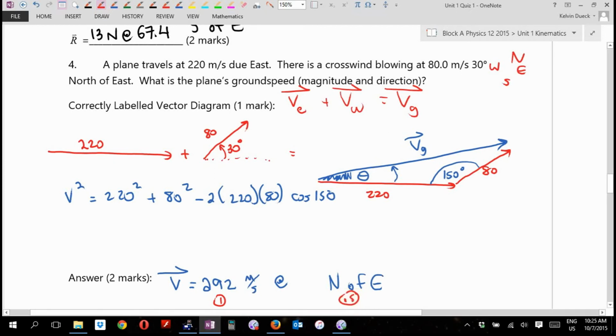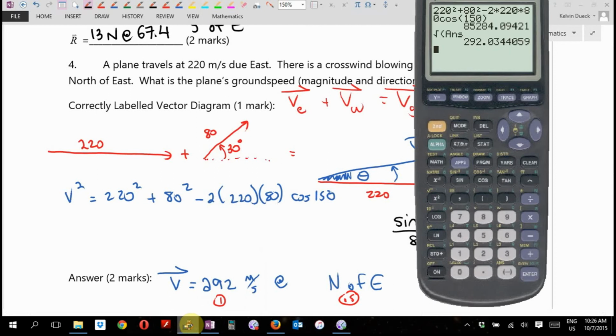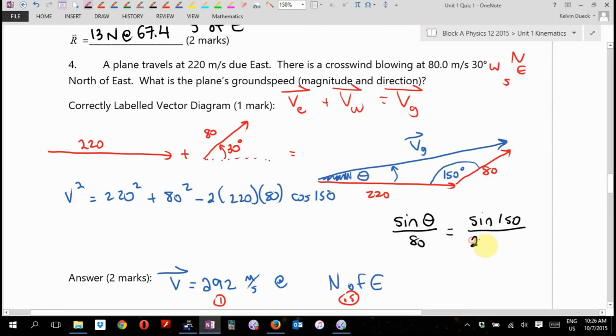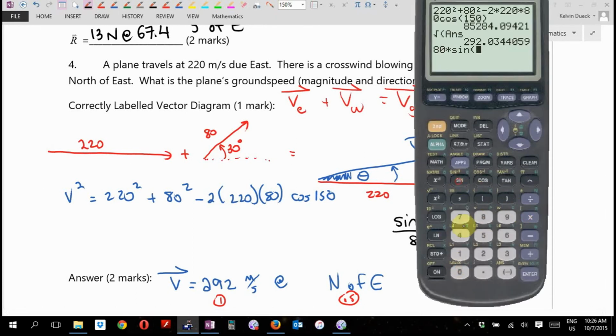Now I need theta. Sine law. Sine of the mystery angle divided by what's across from it, 80, equals sine of the angle that I know divided by what's across from it, which on my triangle is VG, but I just figured out that VG is 292.03. I'm just going to use my answer button. I want to get the sine theta by itself. I need to move the 80 over. How would I move the 80 over? So it's going to be 80 times the sine of 150 divided by the answer button.